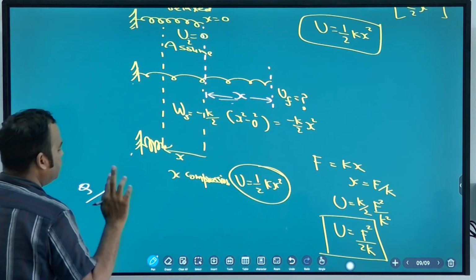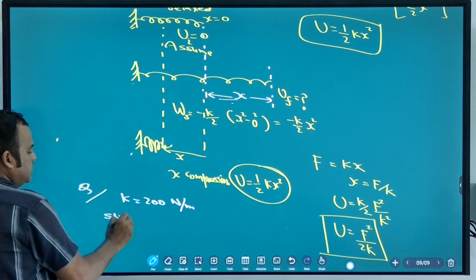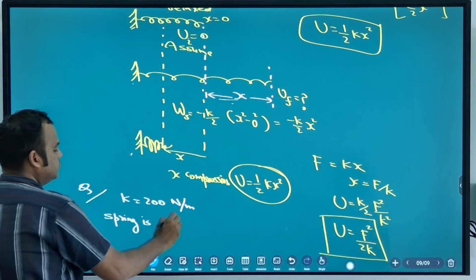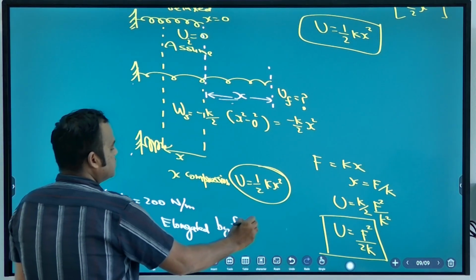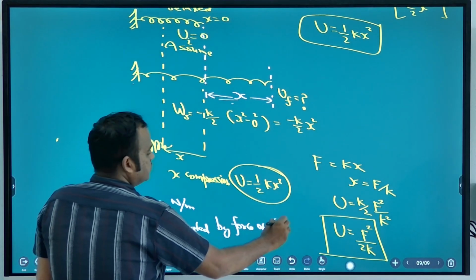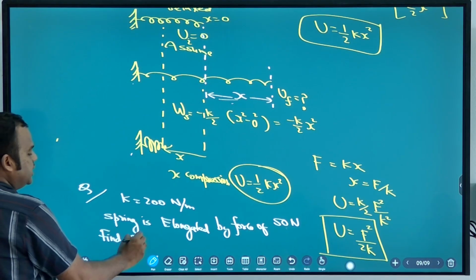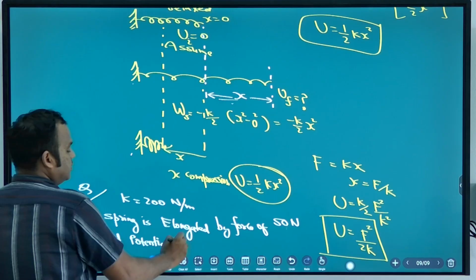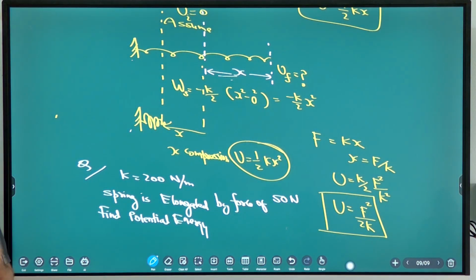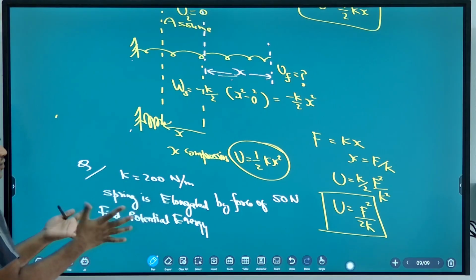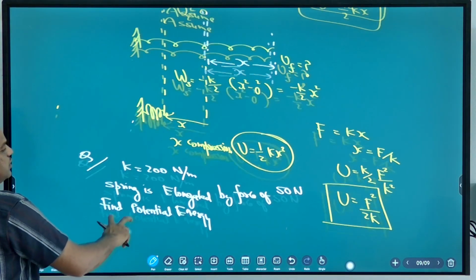Just two numericals. K is equal to 200 Newton per meter. The spring is elongated by a force of 50 Newton. Find the potential energy. The spring is elongated by a force because we need force. The spring cannot elongate by itself. You have to exert force. So what force are you exerting? 50 Newton. Calculate spring potential energy.